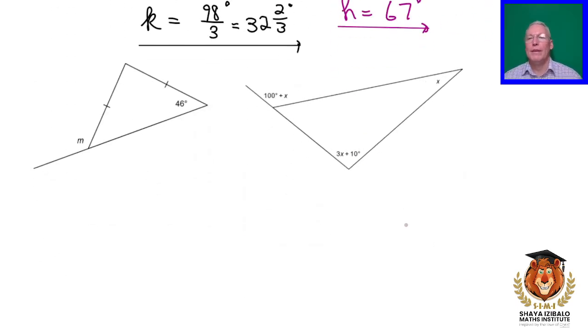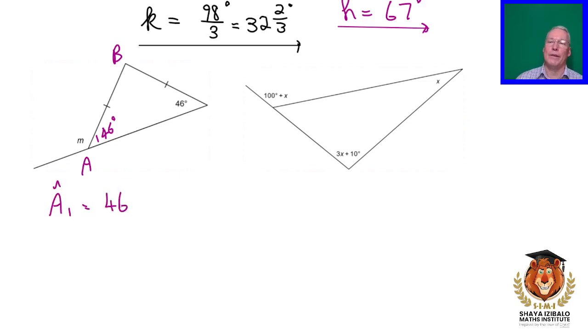Okay. Right, this one over here. First thing is we know that this angle here is 46 degrees, and that means that we can work this angle out over here. Let's put some names on here. Let's call this point B, and let's call this point A, and let's call that little angle A1. So the first thing is that angle A1 is 46 degrees, and that's because we've got angles opposite equal sides.